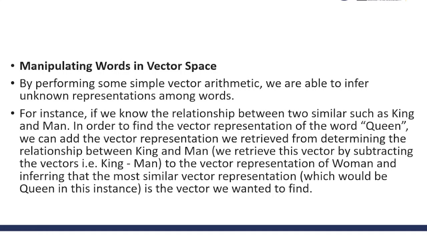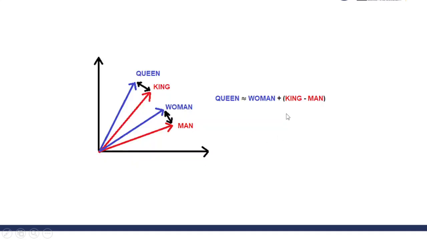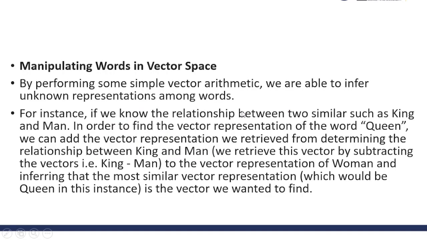Consider if I want to check the vector representation of the word queen. Now king minus man plus woman will give me queen. So here I have the vector representation for all. So king minus man plus woman will give me the vector representation for queen. So like this, when I have the vector representation, I can check on the words also.